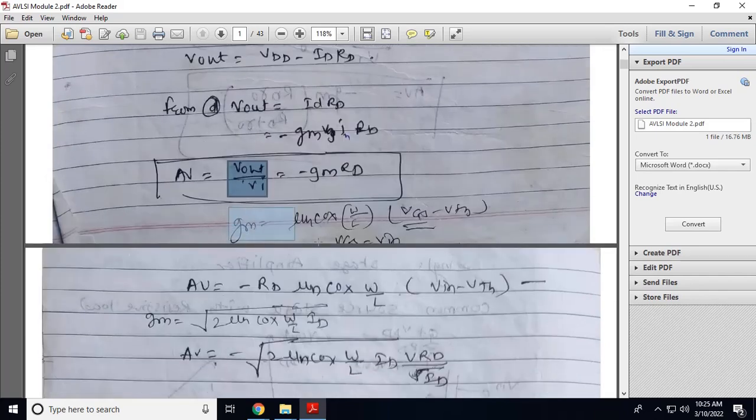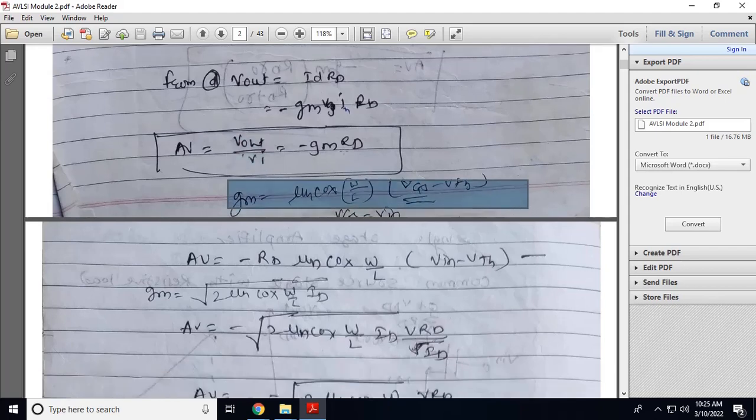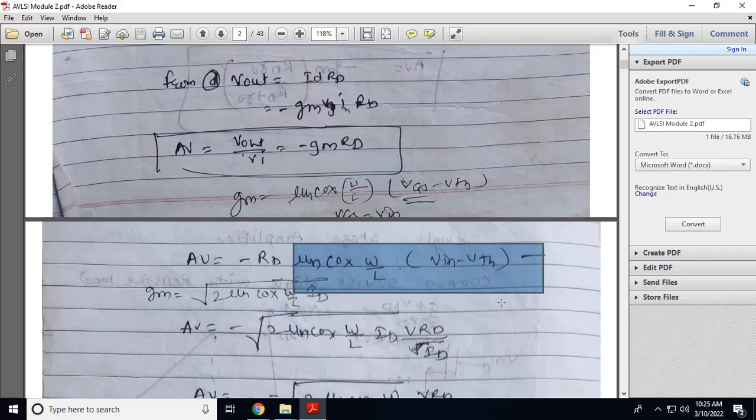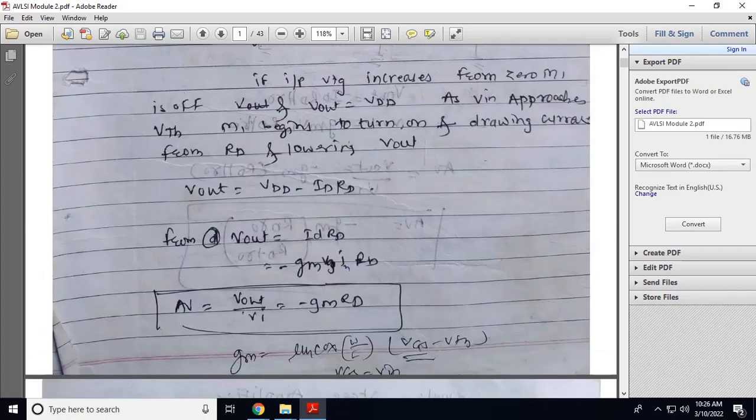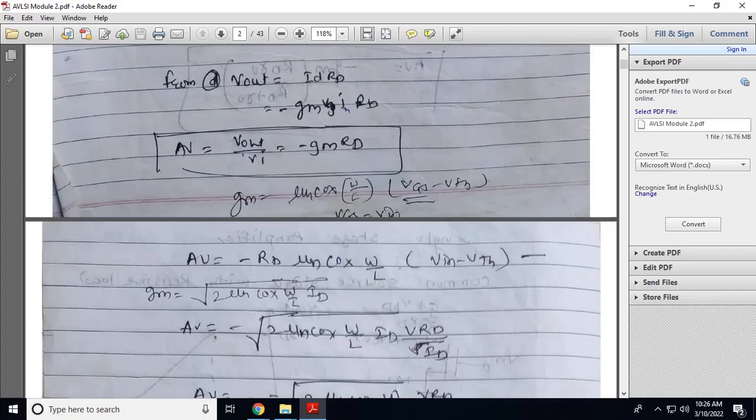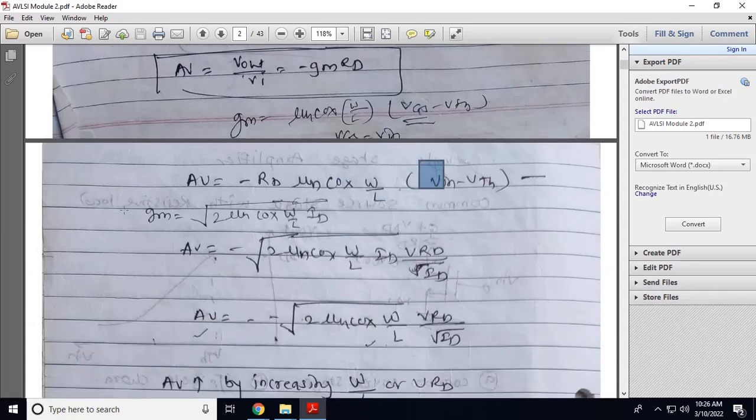We can write the gm equation, that is mu n Cox W by L times (VGS minus VTH). Put this equation here, so the voltage gain is equal to minus RD times gm, that is mu n Cox W by L, and VGS in this case is Vin. Again we can write gm in terms of current: transconductance is equal to the square root of 2 mu n Cox W by L times ID. We can put it here.